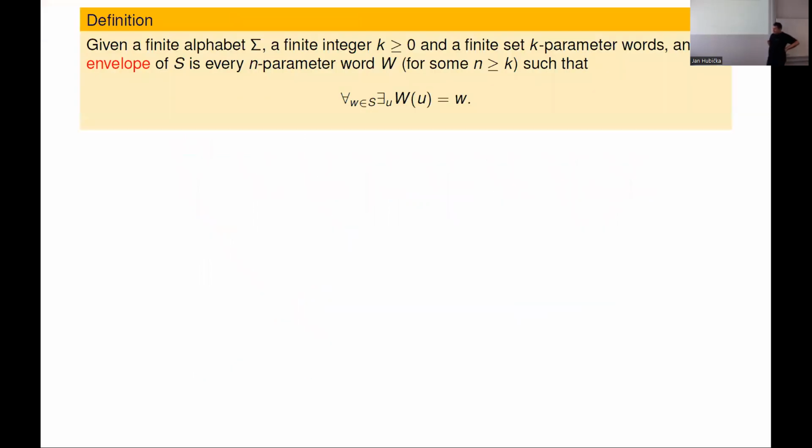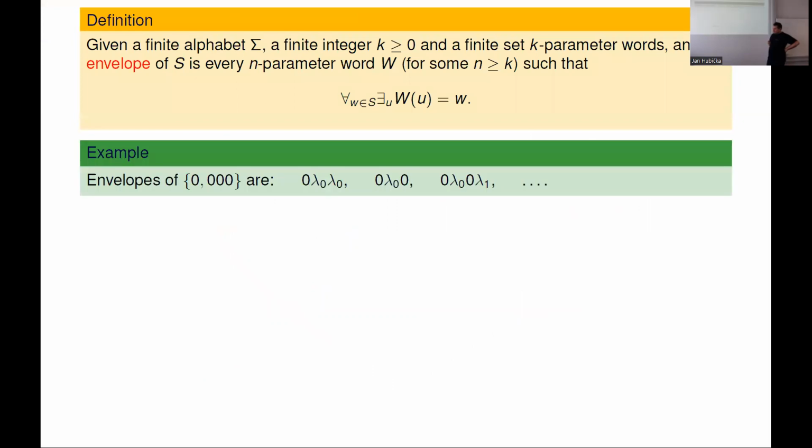And what happens is that these subtrees have similar properties as the Milliken tree theorem. That means that if you choose finitely many nodes in your tree, you are again able to find the envelope. So here, for example, if I'm making the envelope of 0 and 0, 0, 1, all these parameter words have the property that if I substitute the right thing, I get both of them. So this is again an envelope.